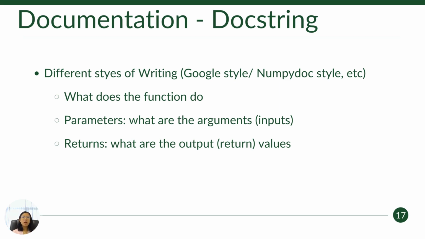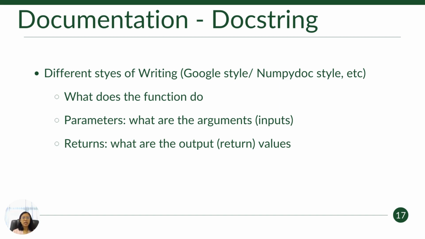There are different styles of writing docstrings, such as Google style and NumPy documentation style. But whatever the style is, three key pieces of information are held under this docstring. The first is what the function does, what its purpose is. Second, what are the parameters you need to run this function, what are the arguments, what are the inputs that you need. Third, the return values: what kind of outputs are you going to return? These are the three key pieces of information.